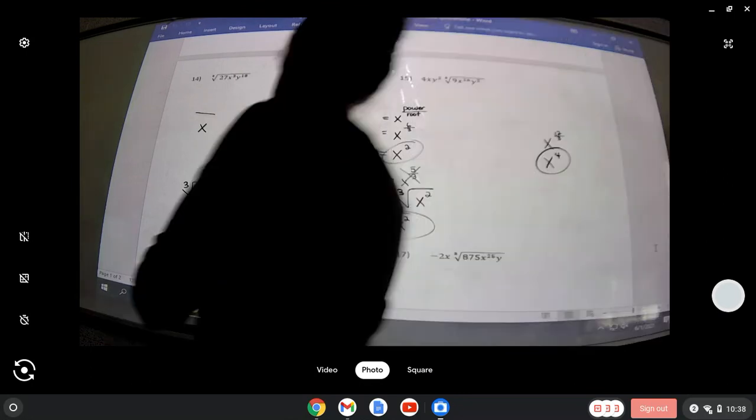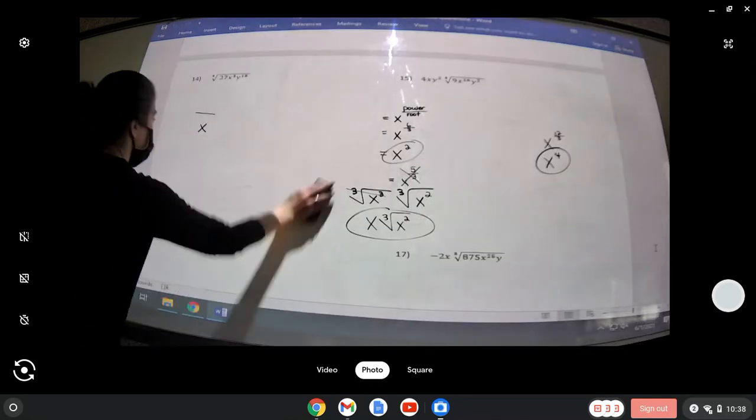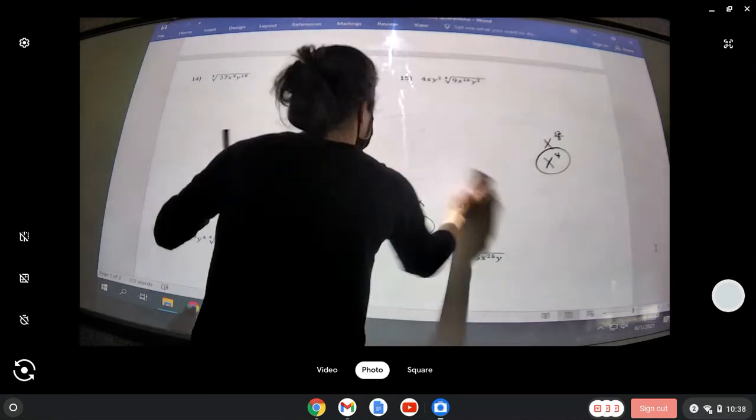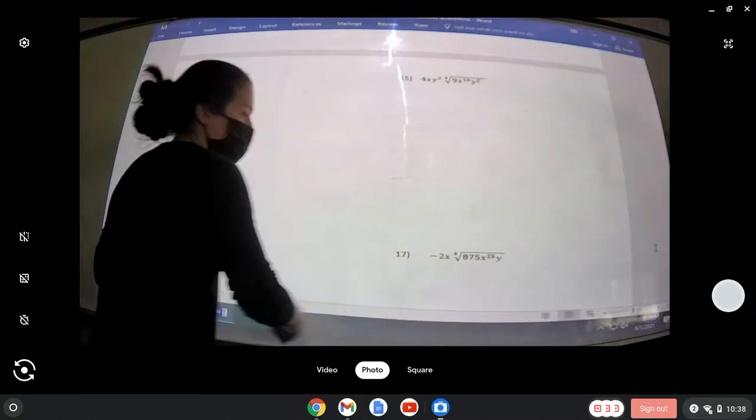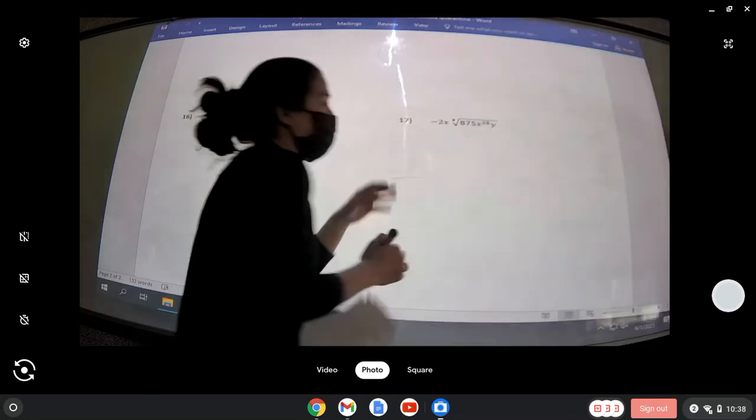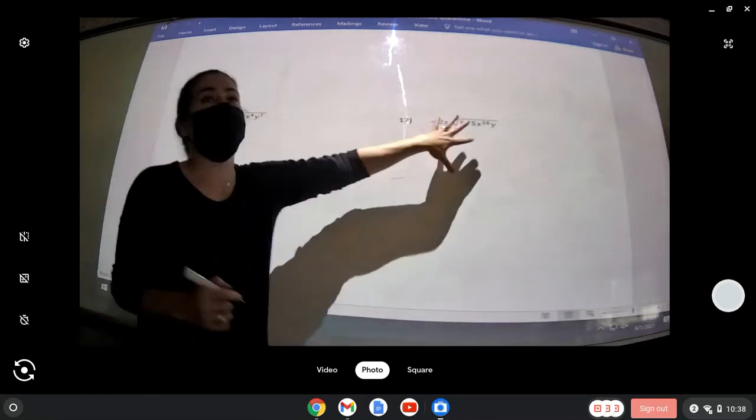Let's do the last example. Let's do that one first. Let's do number 17. Okay, so if I have to simplify this, right?